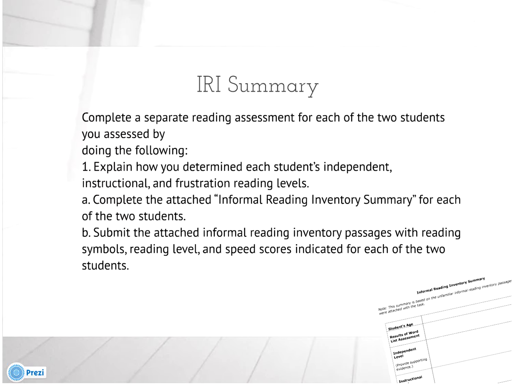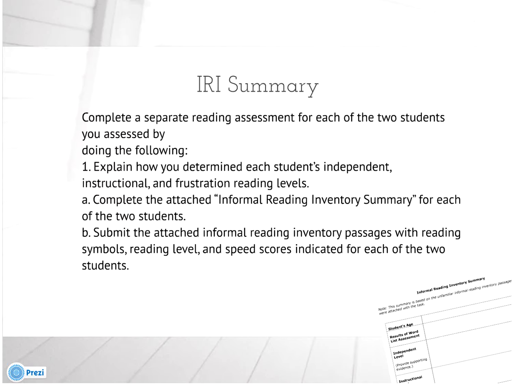Think of this kind of like the report card that you would give to parents. You wouldn't give the parents all the word lists and all the reading passages and let them look at the data. You would give them one piece of paper that says, here's what I did, here's why I did it, and here's what I determined. That's what this page is. So where it says results of word list assessment, you are going to list the results of the word list assessment. Down below, you'll see a box for independent, instructional, and frustration grade level.